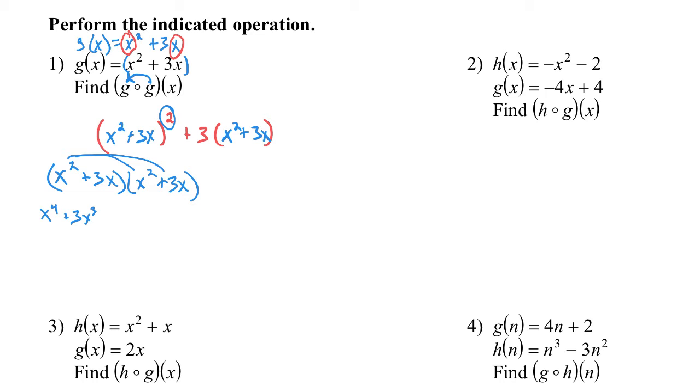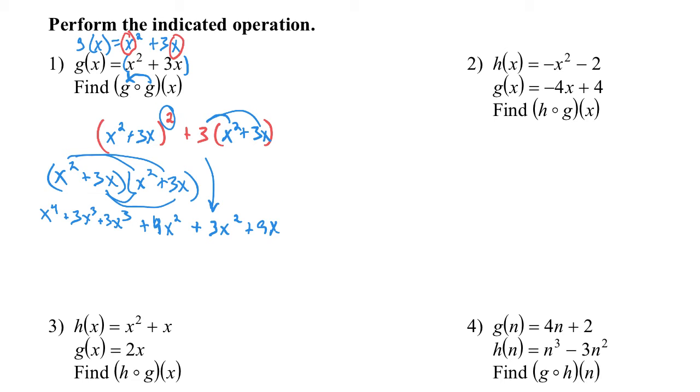And then I move on to the 3x. 3x times x squared will be another 3x to the third. 3x times 3x will be 9x squared. Okay, so that's the square part. Then I'm going to distribute the 3 over here, and I'm just going to drop it down right beside this. So I have plus 3x squared plus 9x.